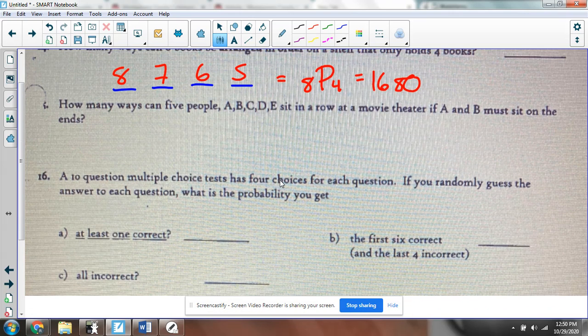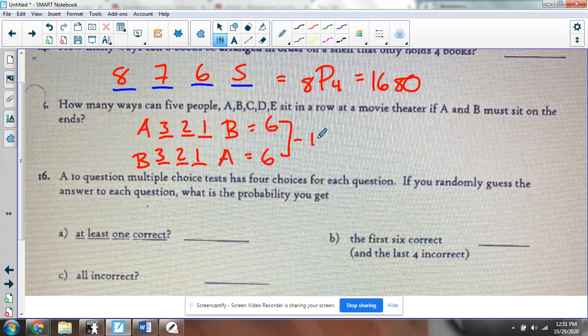Okay, how many ways can 5 people, A, B, C, D, E, sit in a row in a movie theater? A and B must sit on the end. So there's 2 possibilities: A on the left and B on the right, or B on the left and A on the right. Here we have 3 people left, C, D, and E. So there's 3 choices for the first, 2 for the second, 1 for the third. Same thing here. 6 ways this can be done, 6 ways this can be done. So the total number of ways is 12.